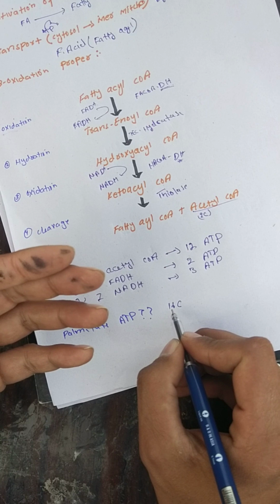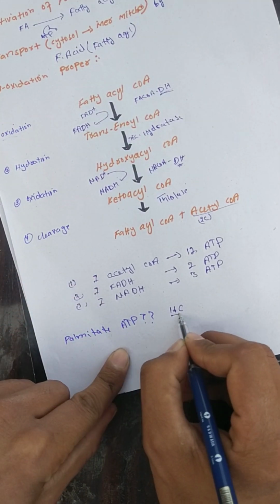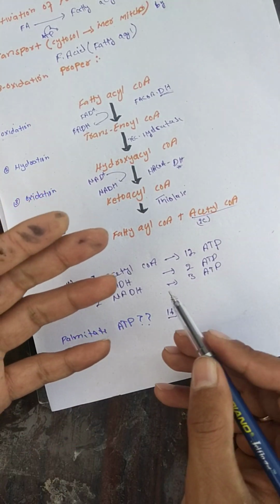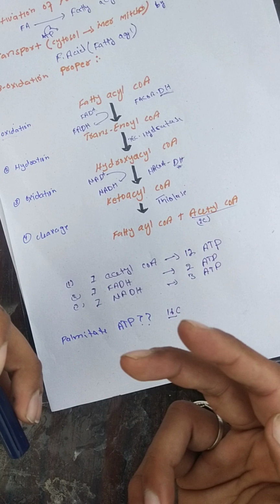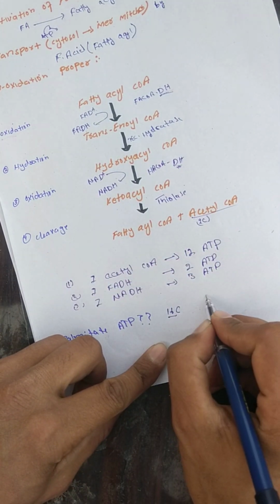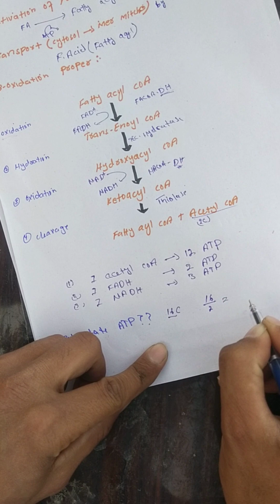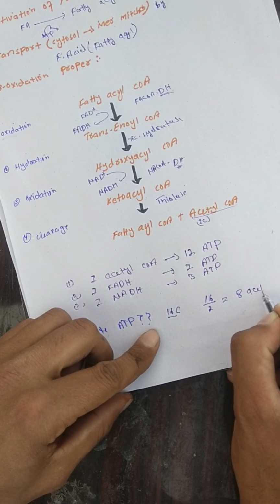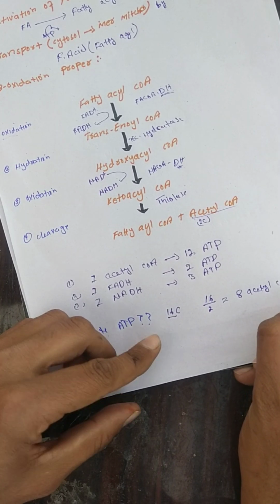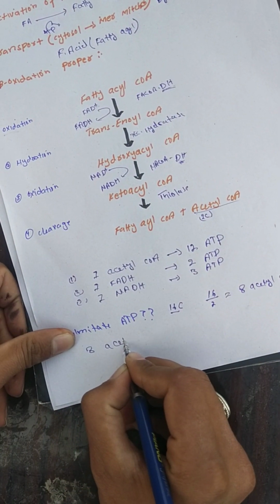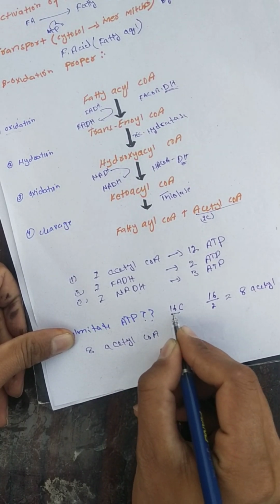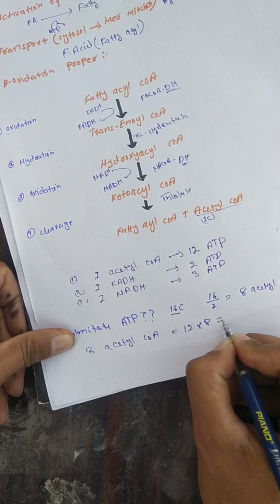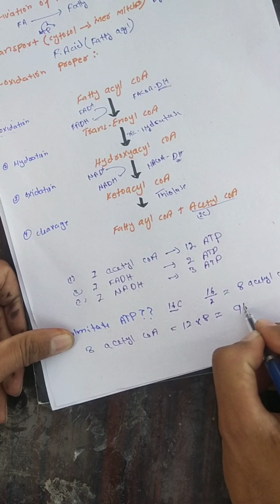And how many acetyl CoA can this palmitate give? We know acetyl CoA is a 2 carbon compound, and if one asks how many 2 carbon compounds we get from a 16 carbon compound, we can divide 16 by 2, which is equal to 8. So we get 8 acetyl CoA from the palmitate. So 8 acetyl CoA are equal to 12 multiplied by 8, which is 96.